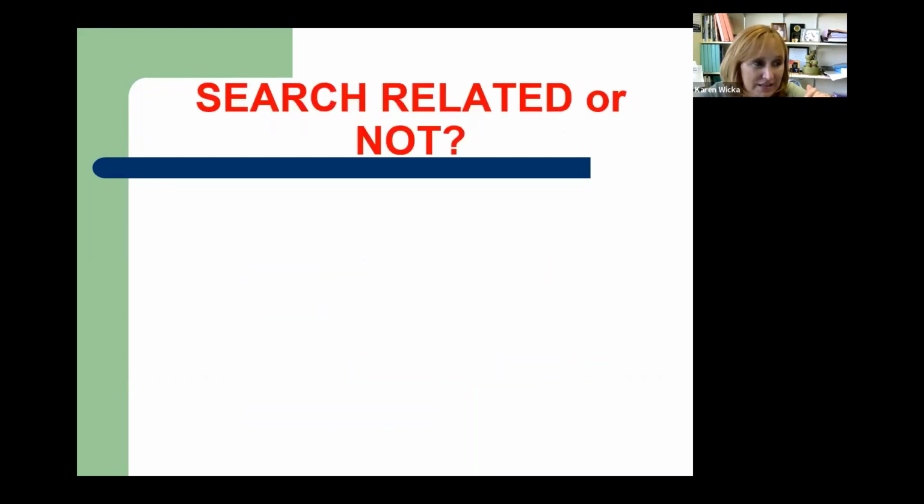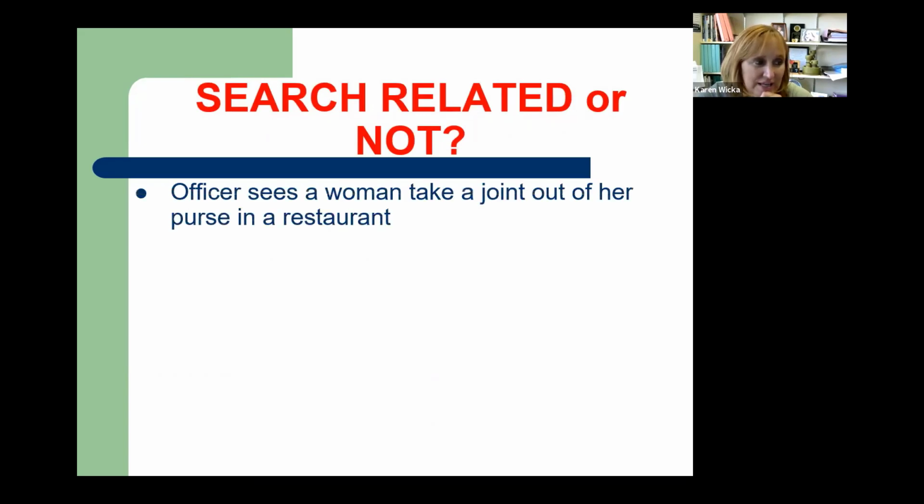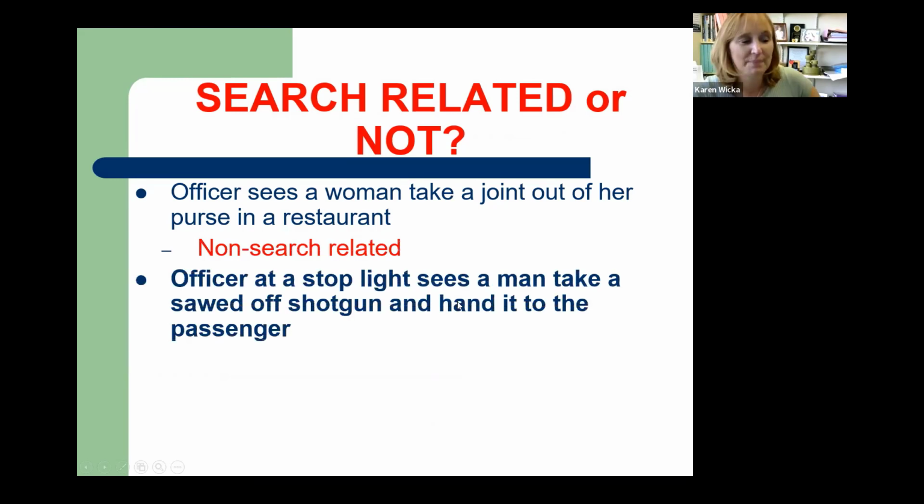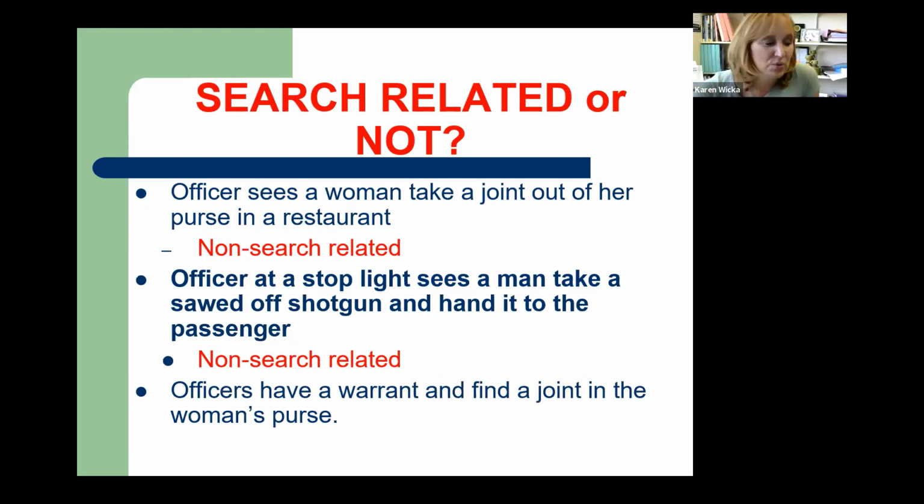So let's practice search related or not search related. An officer sees a woman take a joint out of her purse in a restaurant. Were they actually searching for something or is it just out in plain view? That's non-search. Officer at a stoplight sees a man take a sawed-off shotgun and hand it to the passenger. Search related or non-search related? That is non-search related. Okay. Officers have a warrant to find a joint in the woman's purse and they find something else. That's search related. Okay. So those are the distinctions between them.